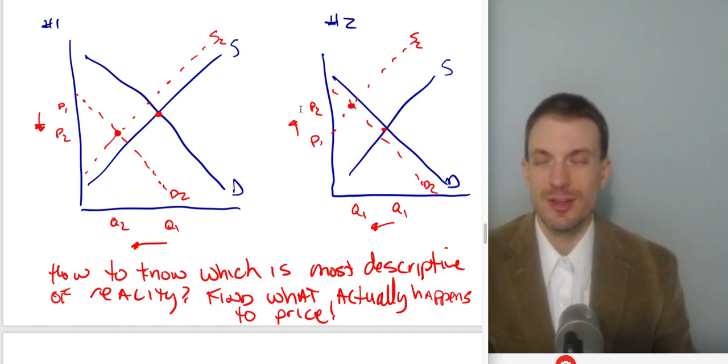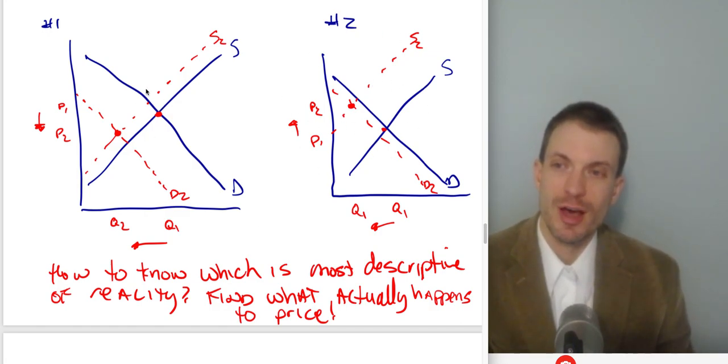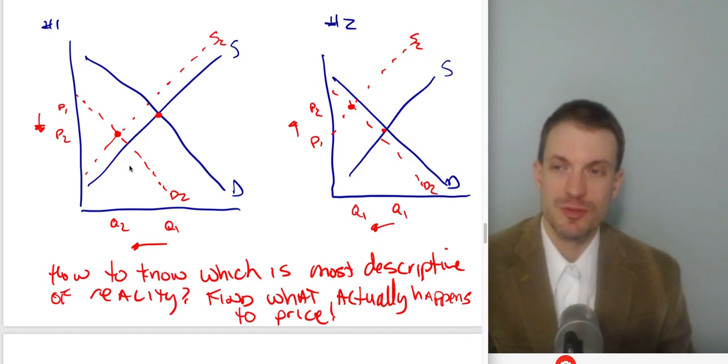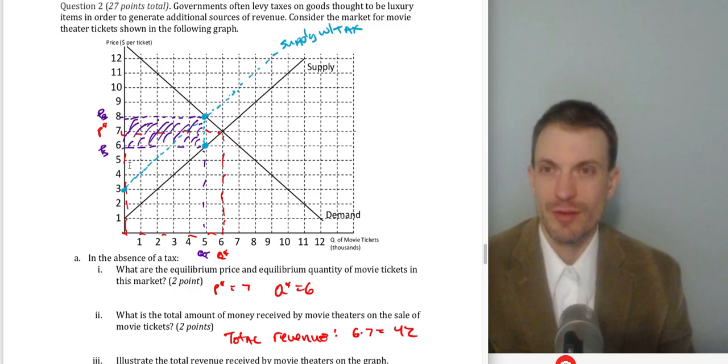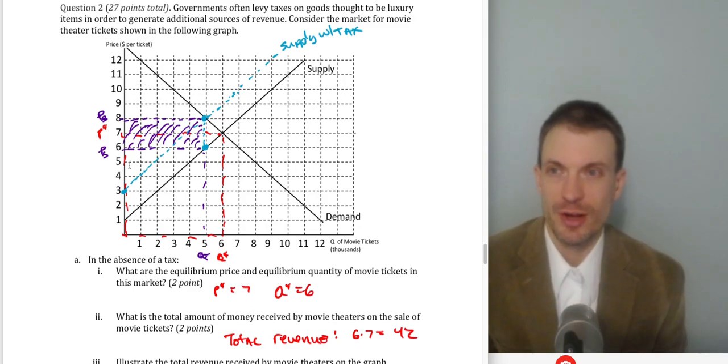It's been a supply decrease story. But if the market price of avocados has decreased, then Diana's probably correct. There's been a loss of interest in avocados. Okay, governments often levy taxes on goods thought to be luxury items to generate additional resources or revenue.